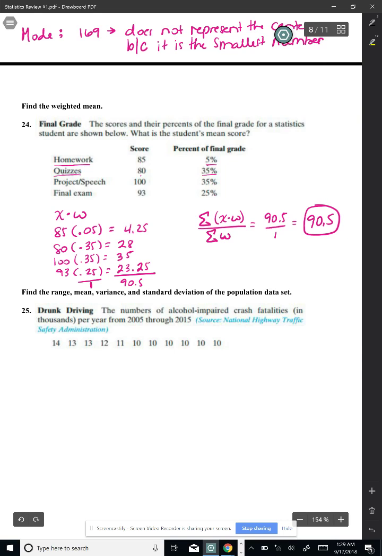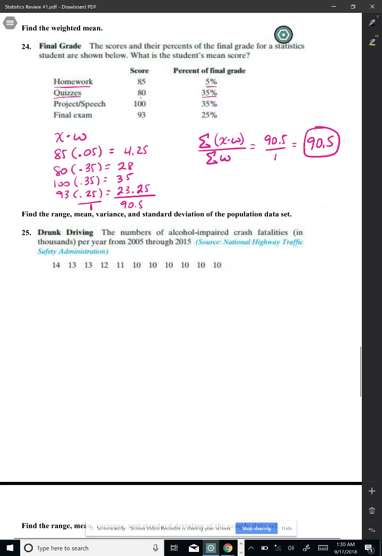And again, the work that I'm showing on each of these problems, that's the type of written work I will expect to see when you submit your written work.